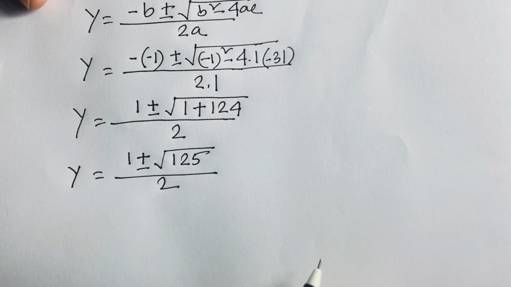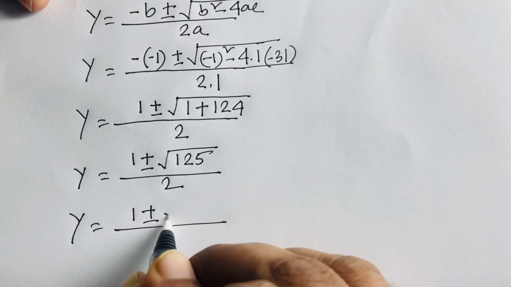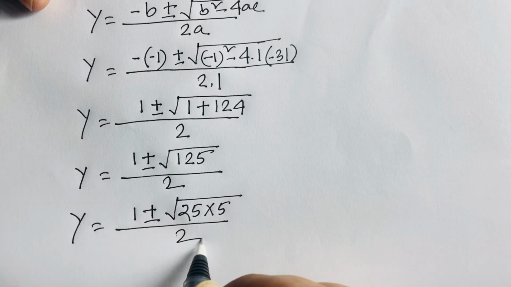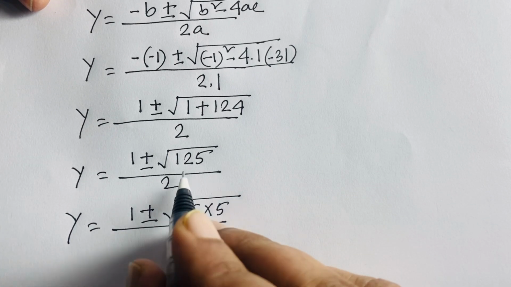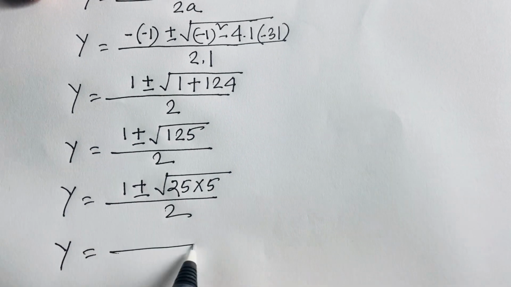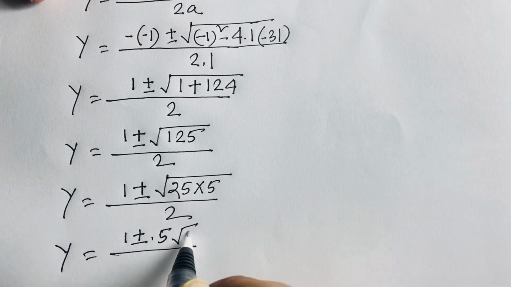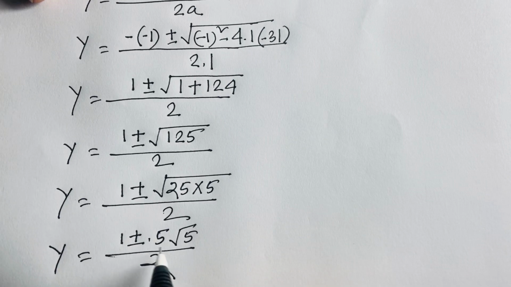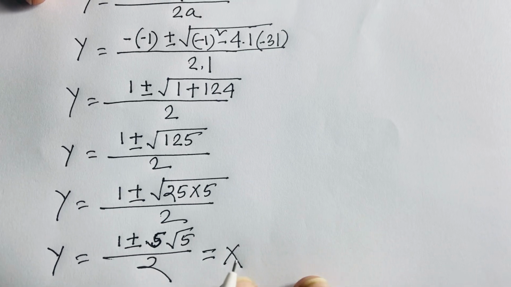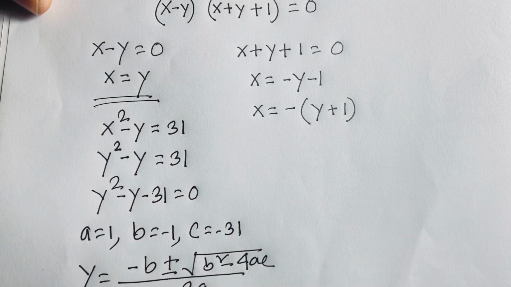Then y is equal to 1 plus minus square root of 25 times 5 over 2. We know that 25 times 5 is 125. Then I can say easily y is equal to 1 plus minus 5 square root 5 over 2. So this is our value of y, and it is also x, because x and y are equal. Here x and y are equal.